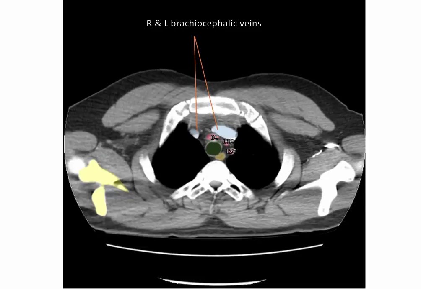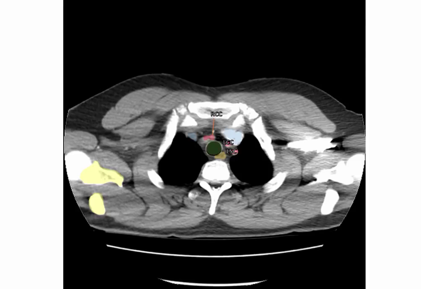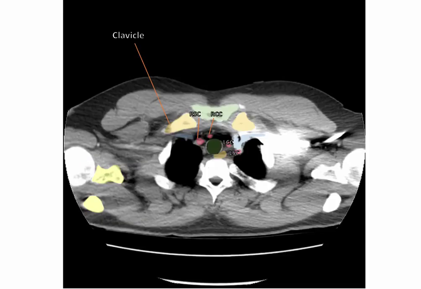Moving more superiorly, we can see the brachiocephalic trunk branching into the right common carotid and the right subclavian arteries. Also at this level, we can see the clavicle, which is articulating here with the manubrium of the sternum at the sternoclavicular joint. Further superiorly, we see where the humerus, here, is articulating with the glenoid cavity of the scapula at the glenohumeral joint.